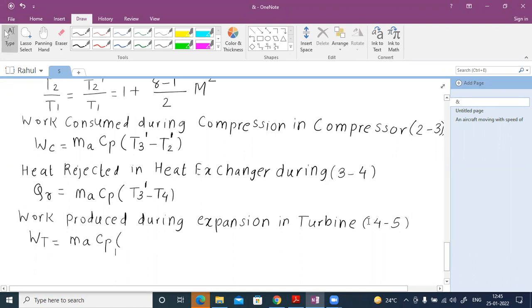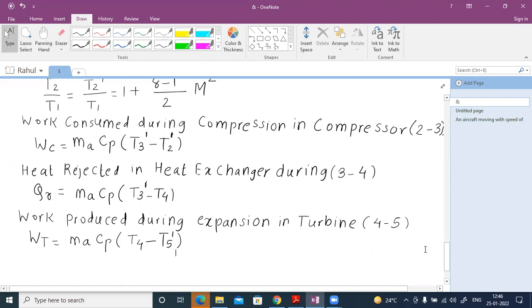See, 4 is the initial temperature, 5 is the final temperature. So obviously, when it expands, what happens? Temperature drops down. That means you will get the value of T5 less than T4 because it's an expansion. So T4 will drop to T5. So I will take the highest temperature at the starting, T4, minus T5, and that is nothing but T5 dash, because T5 dash is the actual.